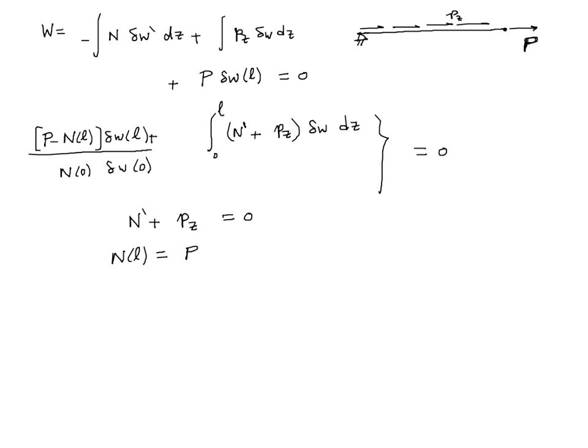While on the left-hand side, we know that w at zero is always zero. So delta w at zero is zero because, as we agreed in the definition of virtual displacement, they should always satisfy the boundary conditions.